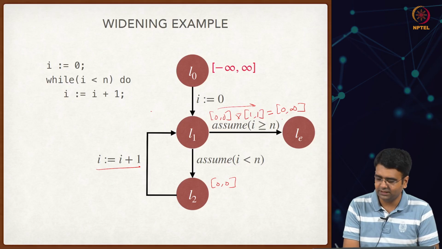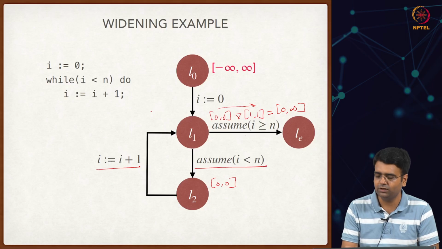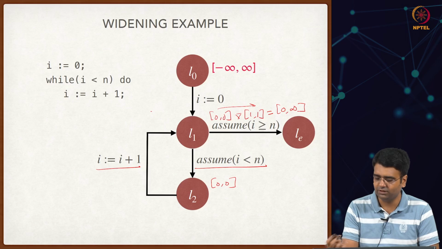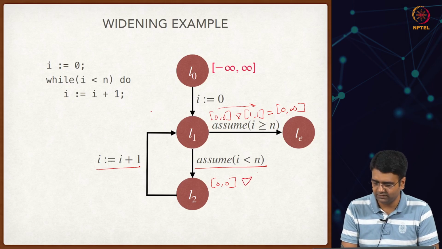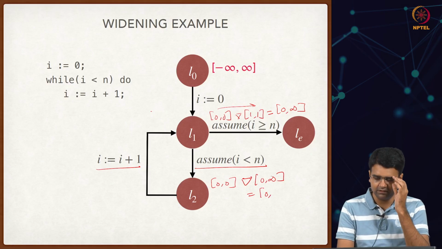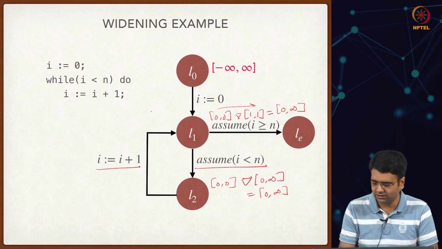Now that 0 to infinity is propagated forward to the location L2. This assume statement will have no effect because we do not know what n is. Since n in general can be any value, the abstract transfer function of this assume statement will also give 0 comma infinity. Next you will apply the widening operator with 0 0 and 0 comma infinity. Again the lower limit has not decreased, so it will remain 0, and the upper limit has indeed increased, so it will become infinity. So you will get 0 comma infinity.